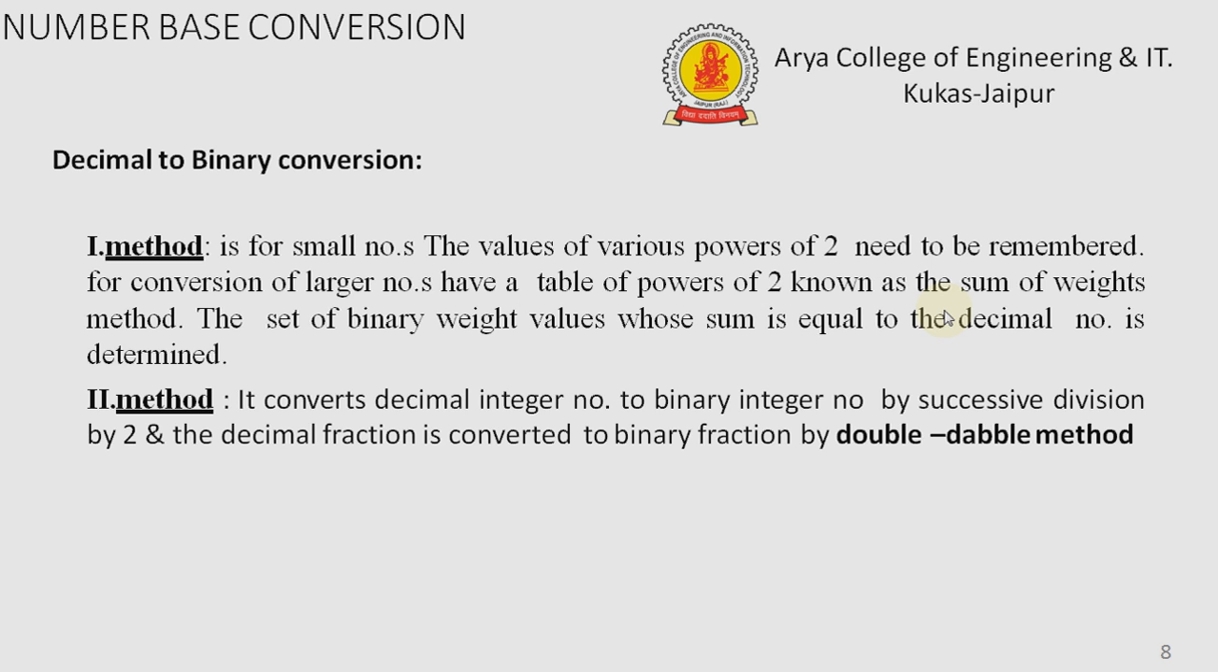And the second method converts a decimal integer number to a binary integer number by successive division by 2, and the decimal fraction is converted to a binary fraction by the double method. So mostly we follow this second method, where we have successive division by 2.